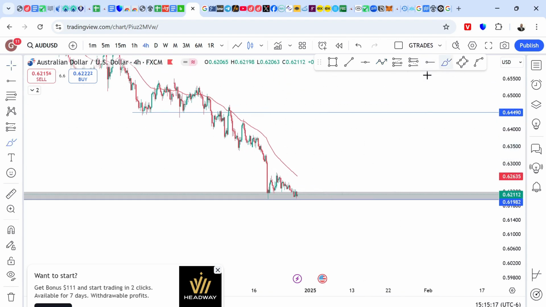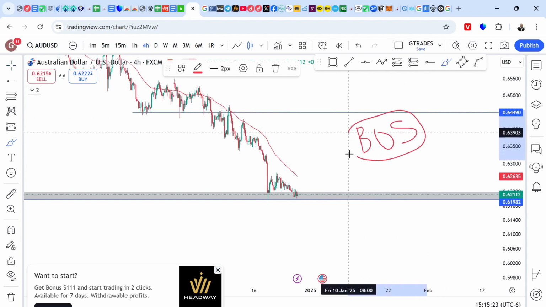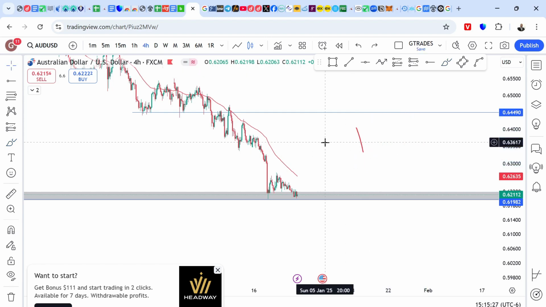Another way is to wait for what is called BOS, right? BOS is what? Break of structure, right? You need to wait for break of structure before you go in. I'm going to show you in a jiffy.